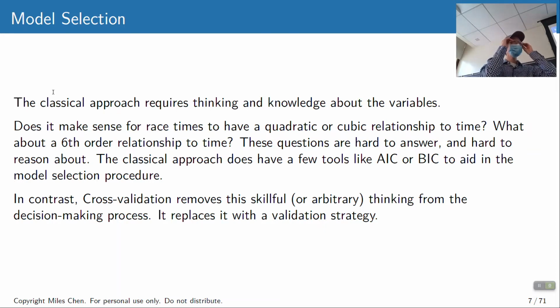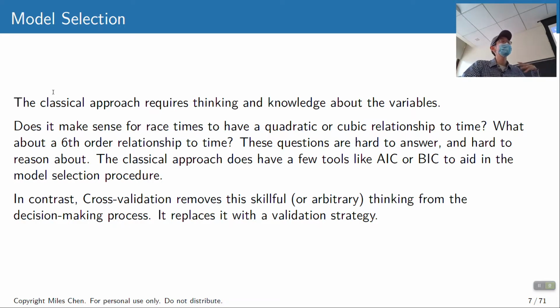And so there is a certain irony, because I imagine many of you want to become experts in machine learning. But when you become experts in machine learning, you're effectively trying to teach a computer to do your job, right? So that's the goal, to be able to teach the computer so that you don't have to do any more thinking. But I think critical thinking will be important for a while. Okay, so anyway, cross-validation is going to remove this kind of skillful, or the flip side is arbitrary, thinking, right?